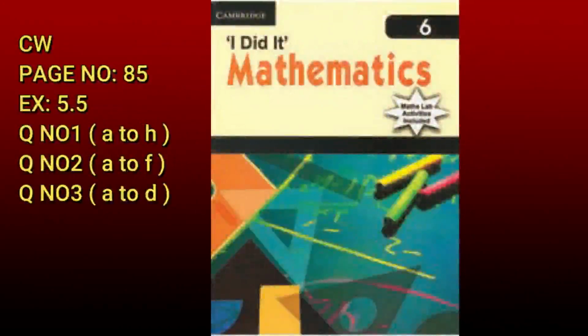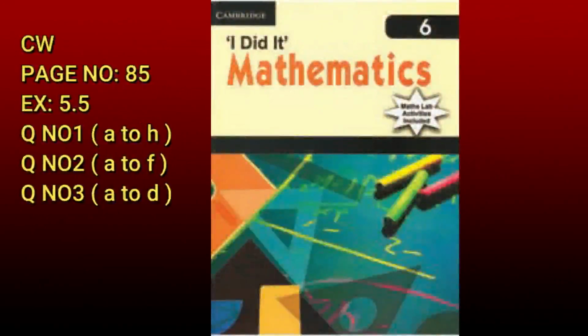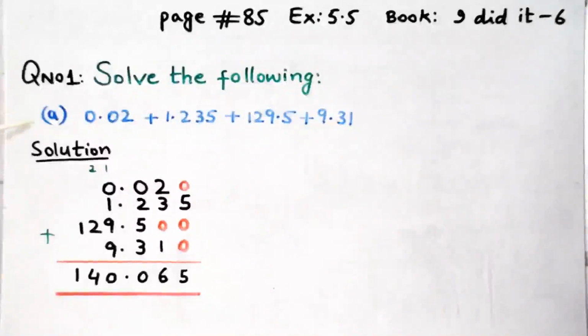Students, now open your maths book, page number 85, exercise 5.5. Look at question number 1. Solve the following. Look at part A. First of all, you have to arrange these numbers vertically according to their place values. 0.02, 1.235, 129.5, 9.31.